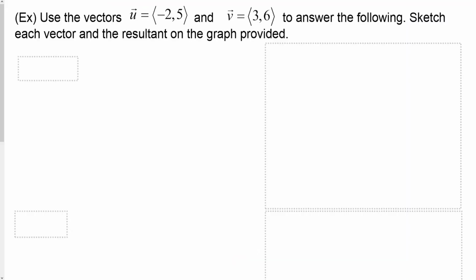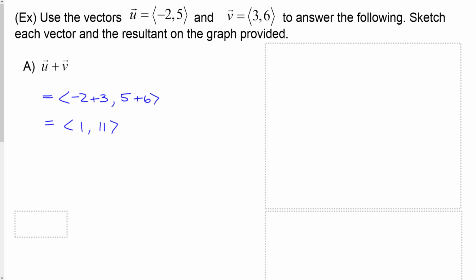So use the vectors u equals -2, 5 and v equals 3, 6 to answer the following. Sketch each vector and the resultant on the graph provided. So I want to do vector u plus v. u plus v would be evaluated by taking the x components of each vector and adding them, and the y components of each vector and adding them. So we would end up with 1, 11.